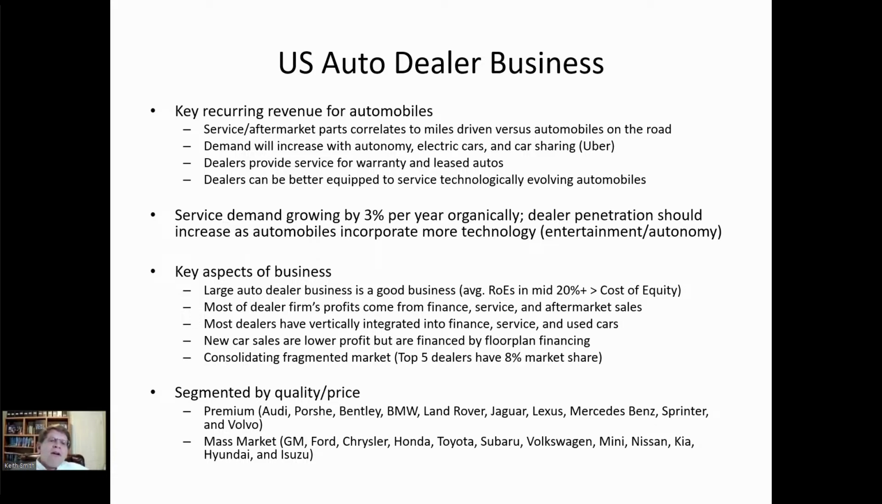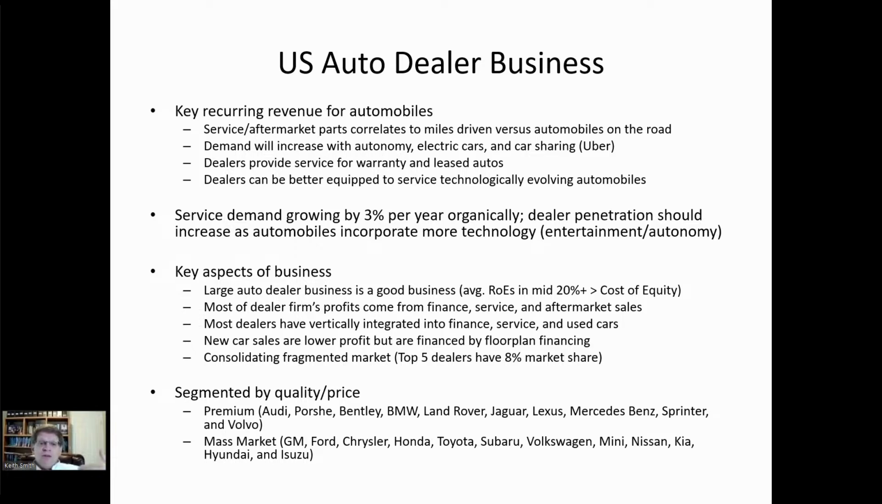So again, we talk about the key aspects of the business. The large auto dealers are good businesses in the U.S. They're probably making mid-20s plus ROEs. Most of the dealer profit comes from finance, service, and aftermarket parts. We've talked about the vertical integration. They vertically integrated into finance, service, and used cars. From that perspective, new car sales have lower profit margins, but are financed with floor plan financing in regards to the inventory aspect of it.